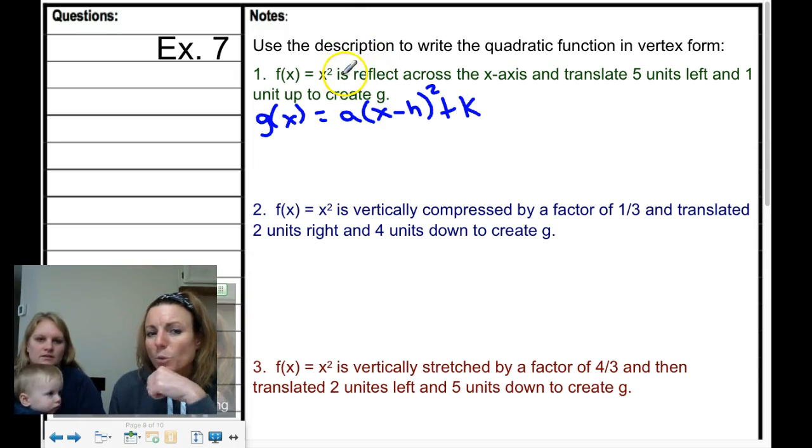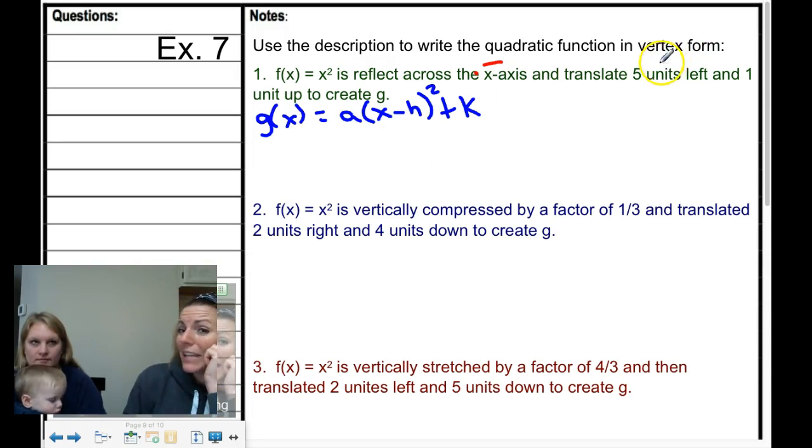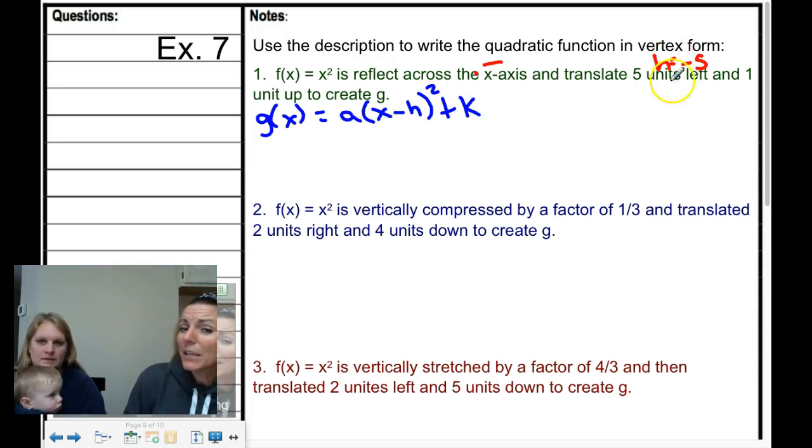So let's write what we know. F of X equals X squared is reflected across the x-axis. So right away, negative. And translate 5 units left. So guess what? That's our h. So h is equal to -5. Maybe write h equals. And 1 unit up. So k is equal to +1.